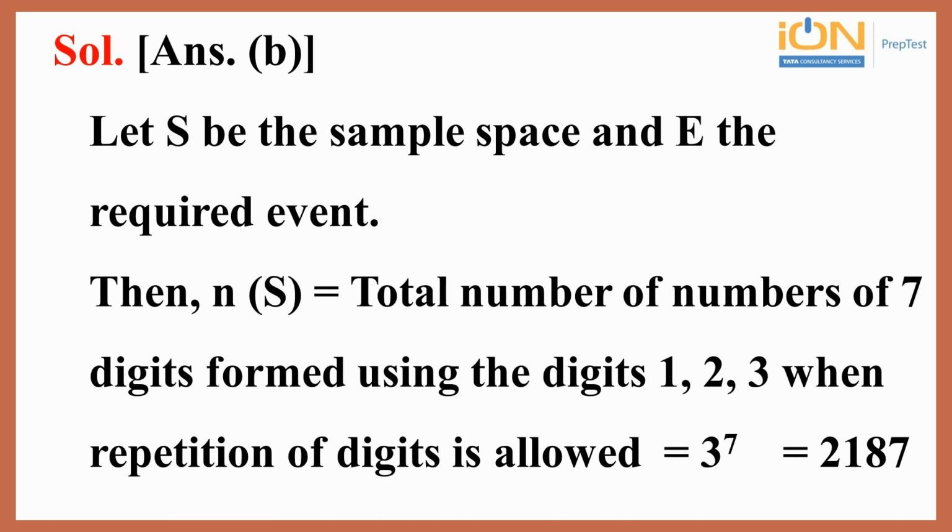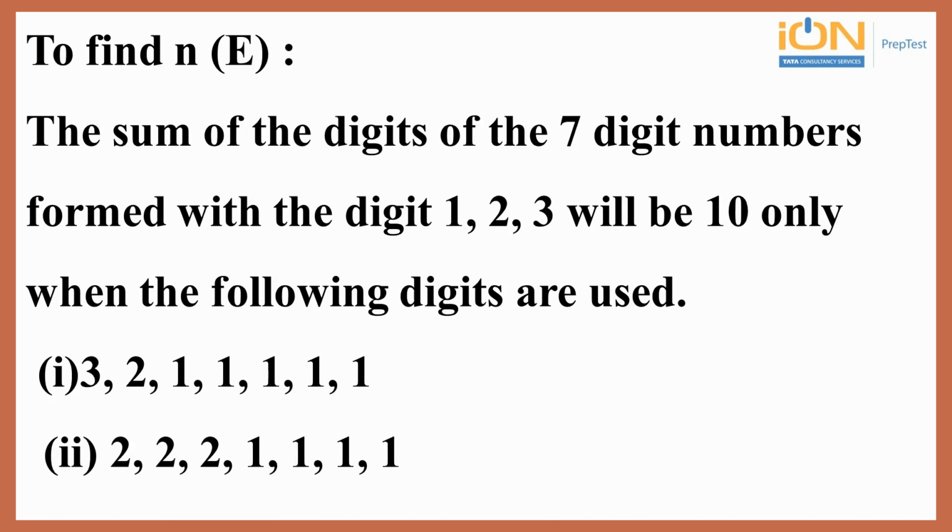Let's consider the sample space to be the set of all numbers that can be formed using the digits 1, 2, 3. Obviously repetitions are to be allowed. It is equal to 3 power 7, which is equal to 2187. Let E be the required event, that is 7-digit numbers using the digits 1, 2, 3 and having the sum to be equal to 10. Now we see that the possibilities are: first possibility is 3 2s and 5 1s. Second possibility is 3 2s and 4 1s.